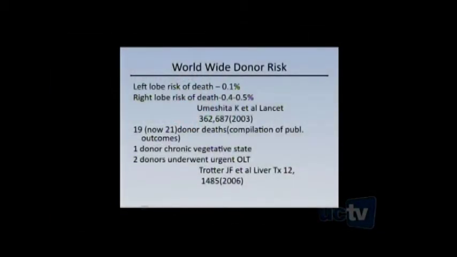So here's the worldwide donor risk. Obviously, the risk of giving a right lobe, the bigger piece of liver, is thought to be greater than the risk of giving a left lobe, and it's about tenfold the risk of giving a kidney transplant. Now there have been 21 donor deaths in the world, and that is a serious potential complication.